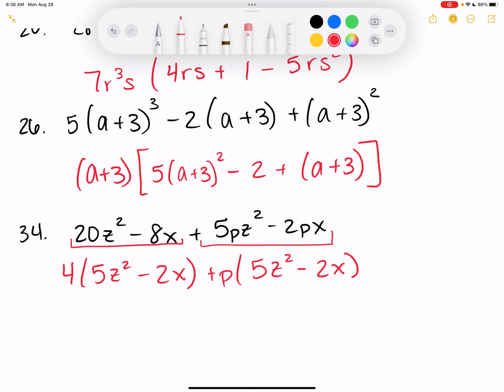Okay. So then our final answer would be 4 plus p times 5z squared minus 2x.